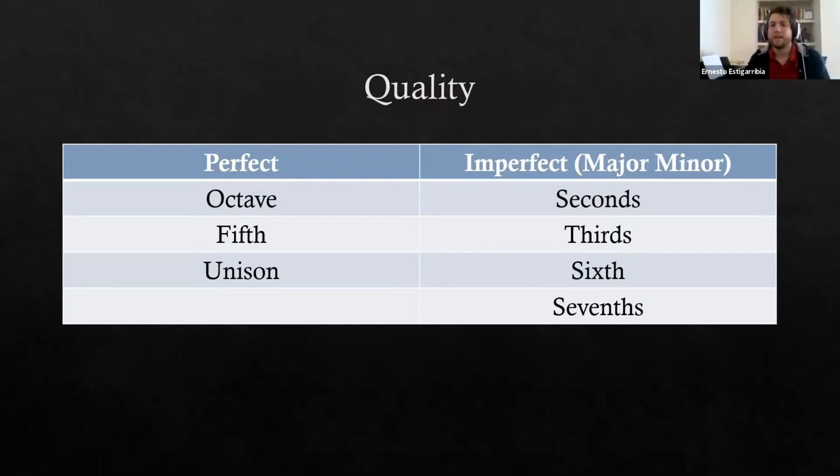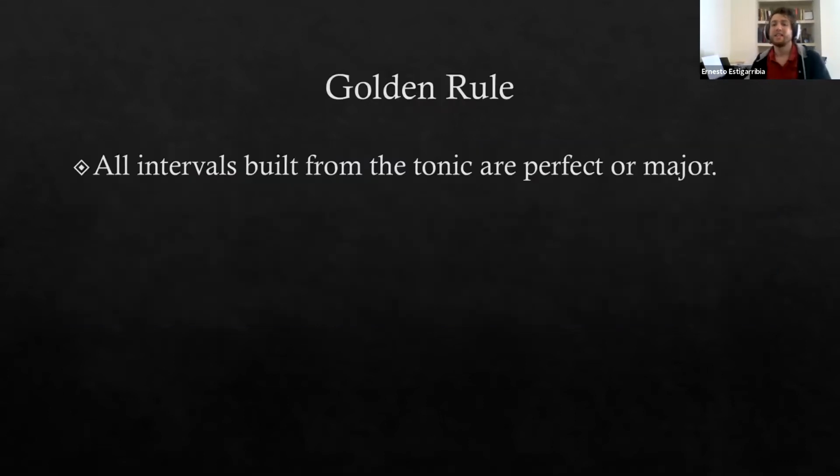Okay. Now, we are about to start using the worksheet. So get a pencil and your worksheet. And this is the golden rule of the day. If you learn anything today, it is this rule: all intervals built from the tonic are either perfect or major. There's no other interval. All intervals built from the tonic are perfect or major. Okay?